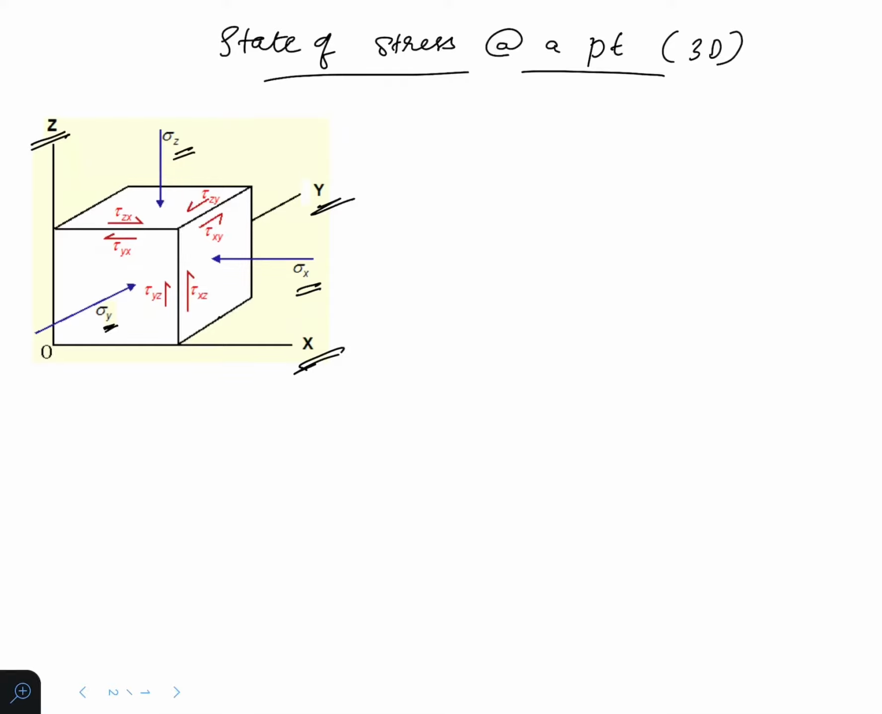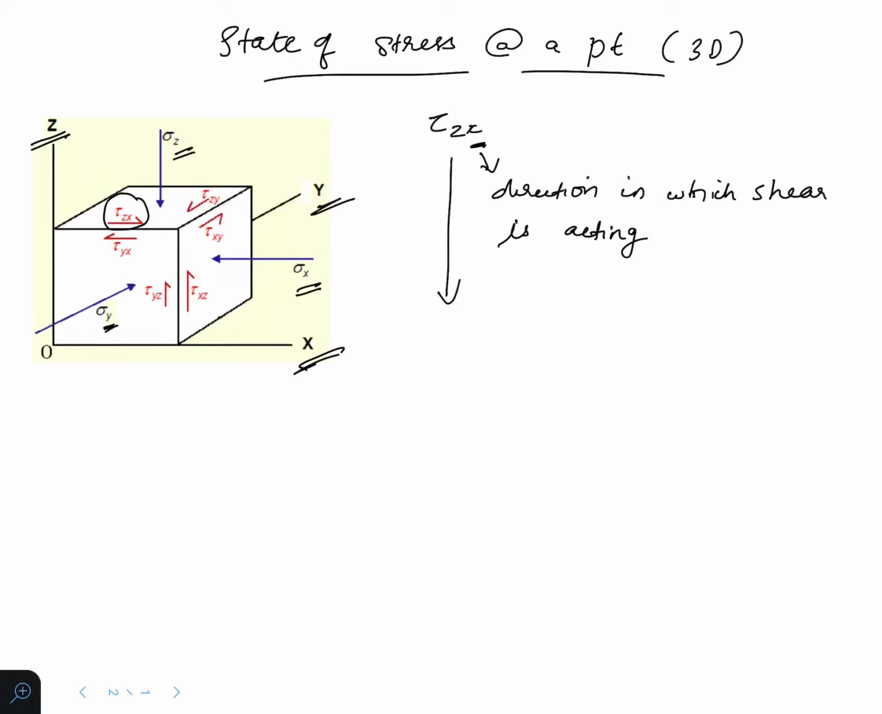Let us take a look at tau zx. This is our tau zx. What does that tau zx represent? The second sign, x, represents the direction in which shear is acting. And what does the first sign, z, represent? Z represents that it is acting on a plane whose perpendicular is in the z direction.